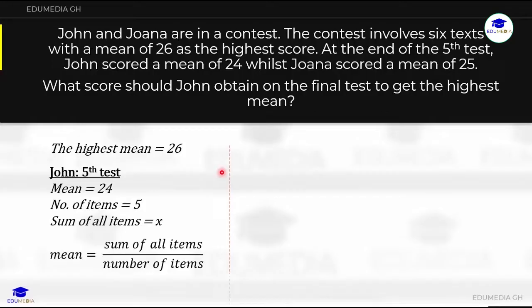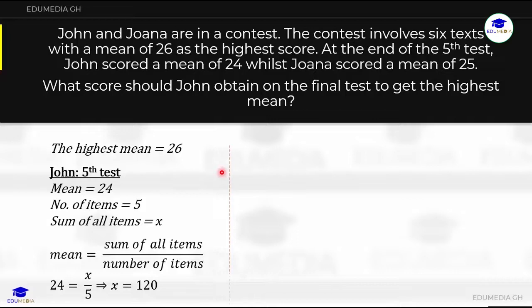So what we're going to do now is substitute everything that we have from John into this formula and look for what we don't have. So we have the mean, which is 24, equal to x, which is the sum of all items. That is what we don't know. And then divided by 5, the number of items. When we substitute that and do the cross multiplication, we have x to be 120.